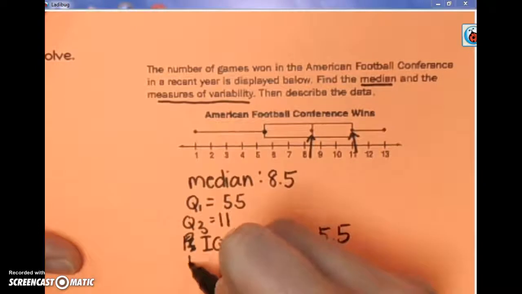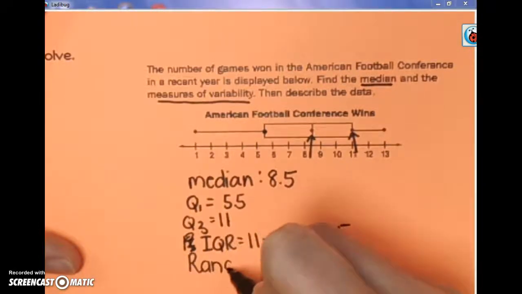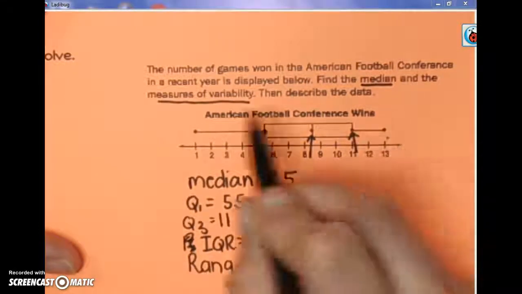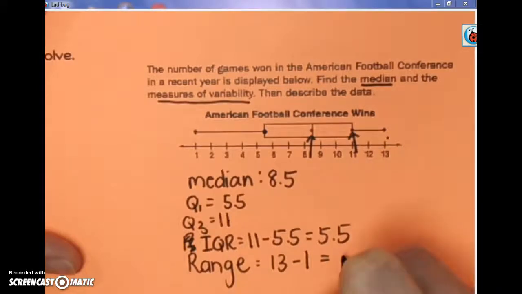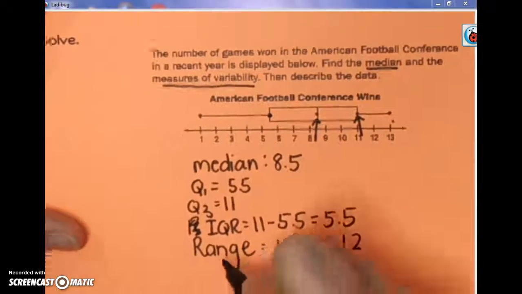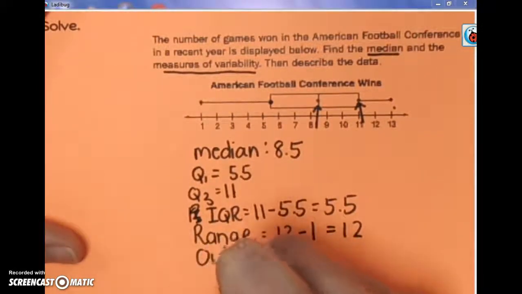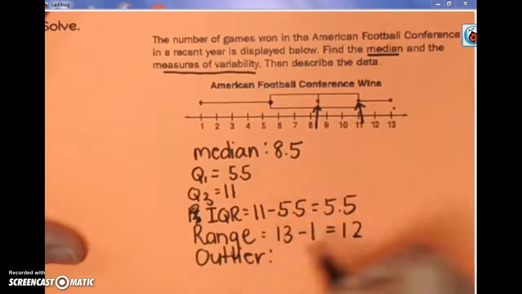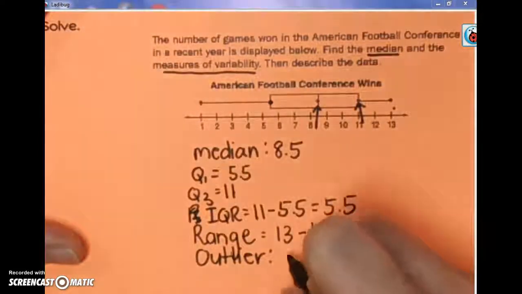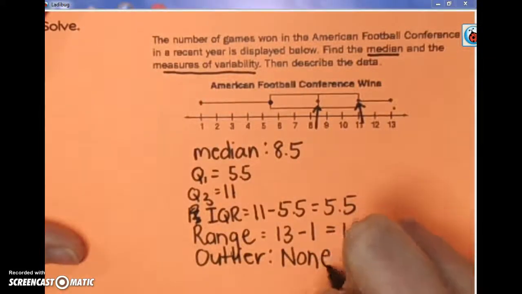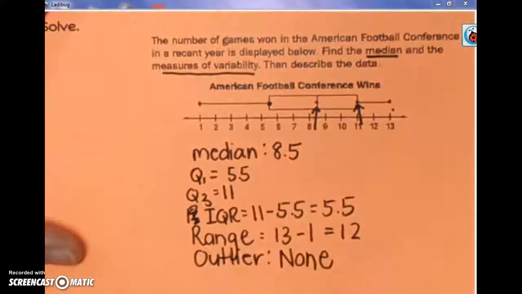Then we're going to look at the range. That means we're going to take the largest number and subtract the smallest number. So we have 13 minus 1 equals 12. And then I also want to know outlier. There's no dot off by itself. Everything is connected, so there is none. So we answered the median and measures of variability.